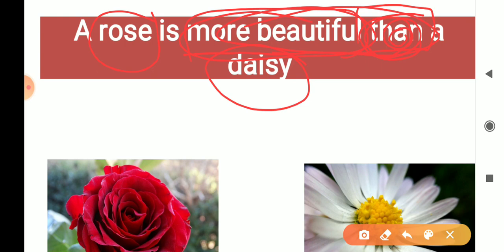We cannot make beautiful beautifuler or beautifulest. So here we are using more. In the next slides we will see how we can make the adjective positive, comparative and superlative. For example, easy, easier, easiest. This is the form of adjective here, but here we are using more beautiful.